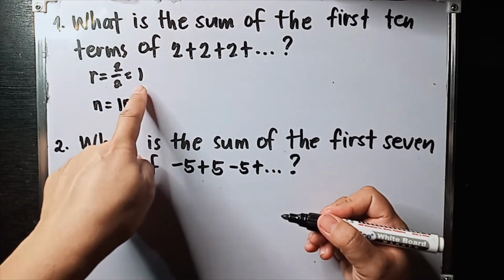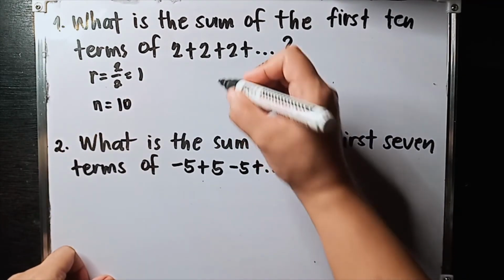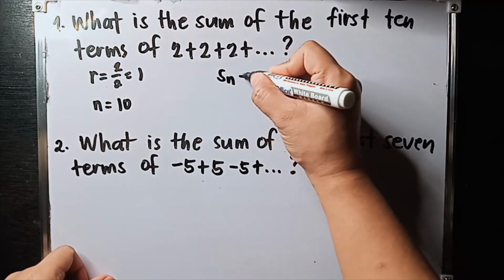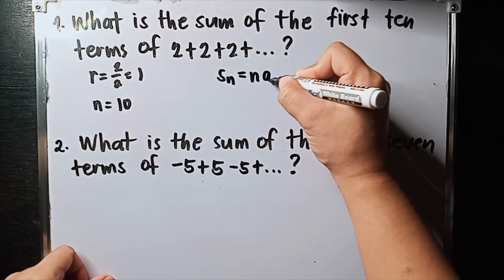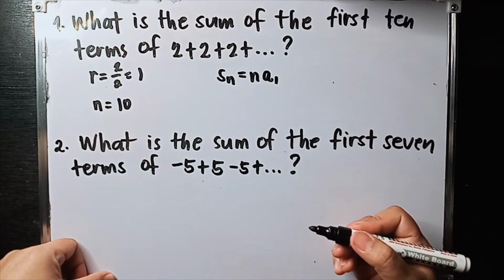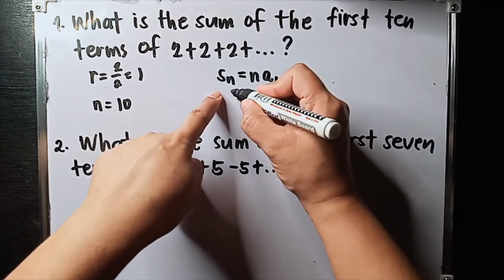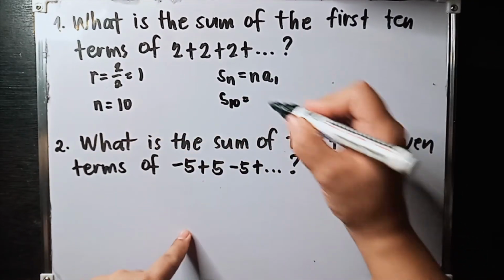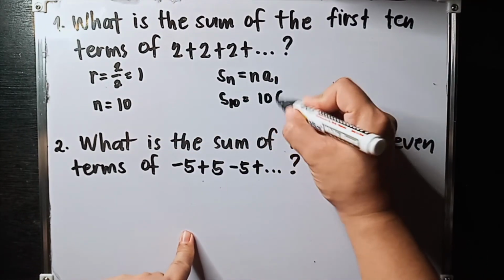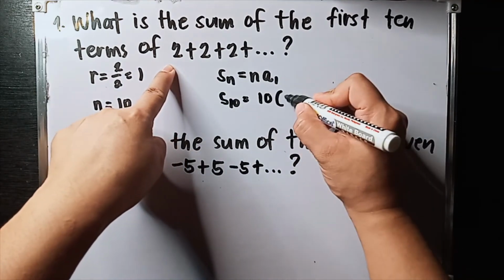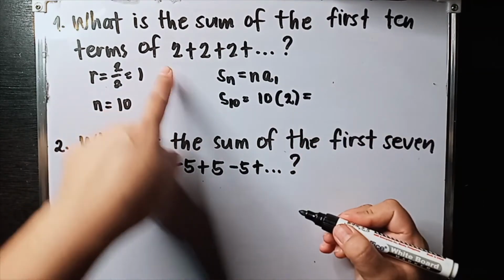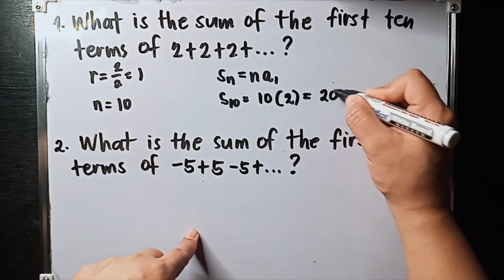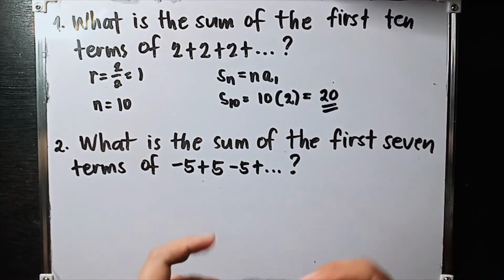So since our ratio, or the common ratio is 1, it means that we are going to use S sub n equals n times the first term. And then we substitute the value. So S sub n would be S sub 10 equals, number of terms is 10. And of course, the first term is 2. We just simply multiply them. 10 times 2, we have 20. So that's it. So it means that the sum of the first 10 terms of this series is 20.